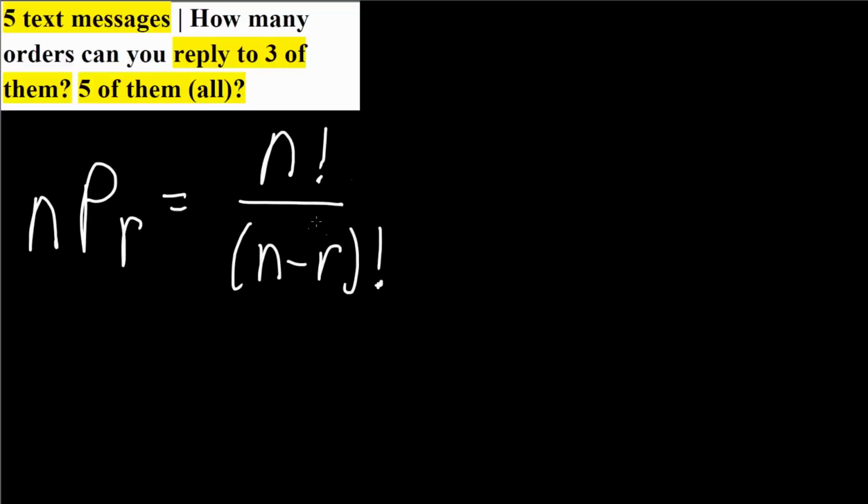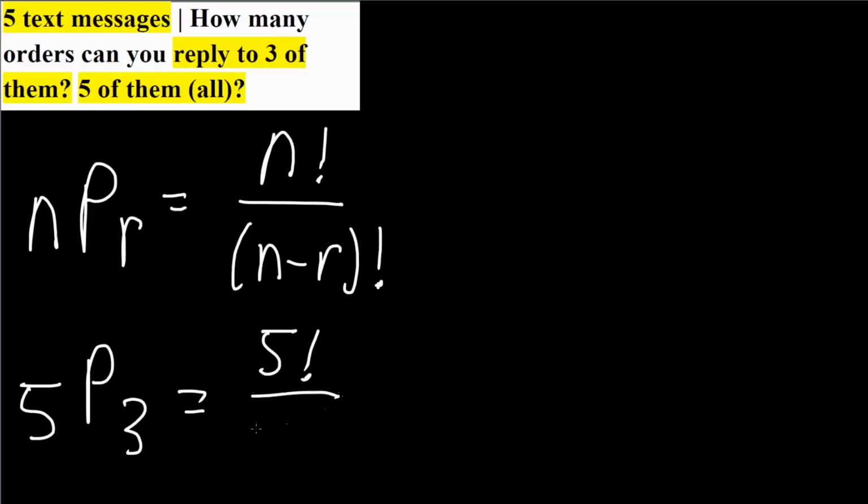And this formula right here only applies to permutation, not combination. With permutation, order matters. And so we simply plug in what we have. So we have 5 text messages, so 5 is n, P remains the same, P for permutation, and r, the number that we will reply to, 3, is equal to. So we said n is 5, so 5 factorial divided by 5 minus r, r is 3, factorial.